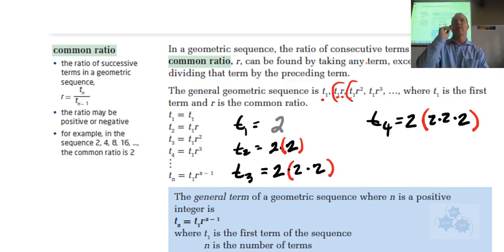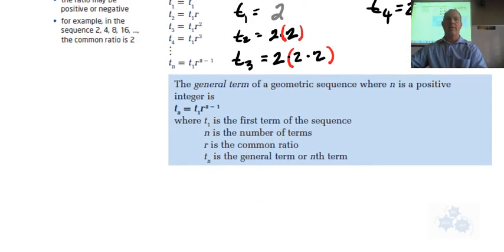Or you take the first term and you multiply by r, the ratio, to get the second term. Take the first term, multiply by r squared to get the third term. Take the first term, multiply by r cubed to get the fourth term, and so on. And that's where this pattern comes along. Okay? So the general term for a geometric sequence is this right here.